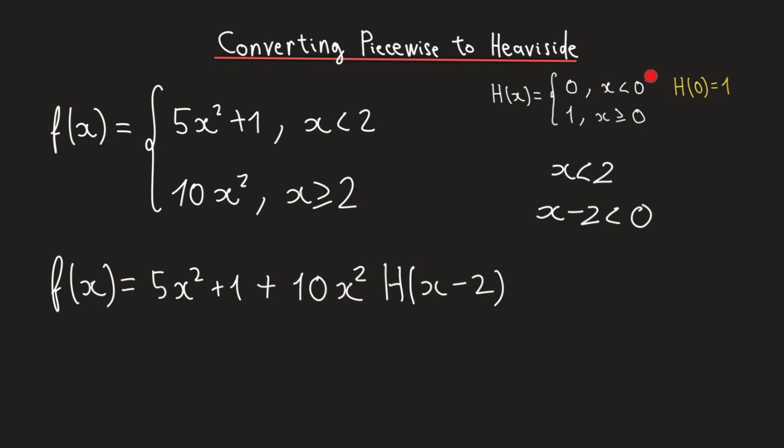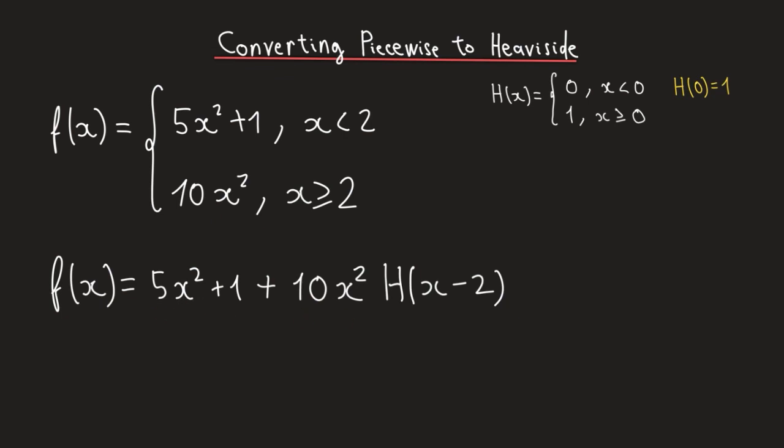If we have any expression less than 0 within the argument of our function, then this part will be switched off. Now, the big problem here is that if x is greater or equal to 2, then this part will be switched on, right? And that's not a problem because 10x squared times 1 is 10x squared. Therefore, we will have f of x equal to 10x squared, except we also have 5x squared plus 1 in our function. Yet we know that if x is greater or equal to 2, f of x is equal to 10x squared, not 10x squared plus 5x squared plus 1.